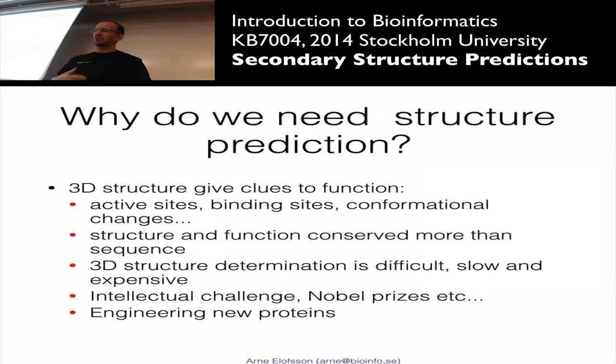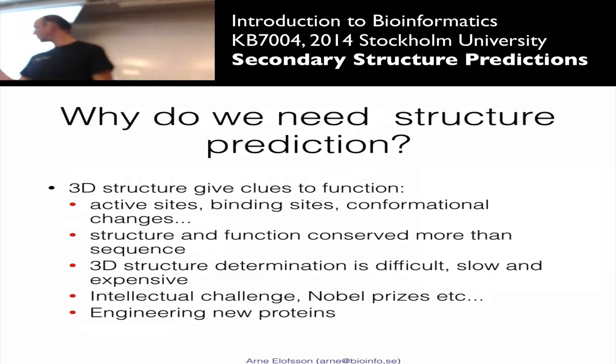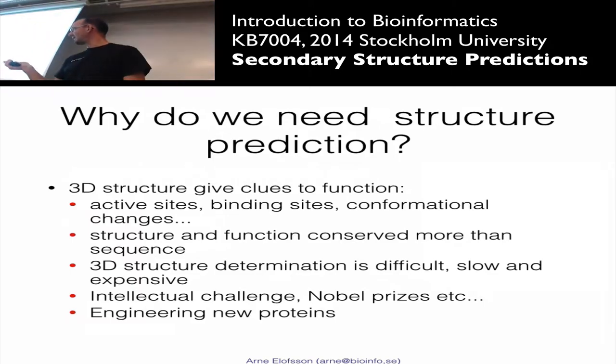Nowadays, cryo-electron microscopy is also starting to become important, as I talked about yesterday. That is only applicable for large complexes, because if it's too small, it doesn't really work. So that means that having computational methods to get structure is very important. That's why we have structure prediction. And that's also fun to do, because it relates to other fields, like engineering.